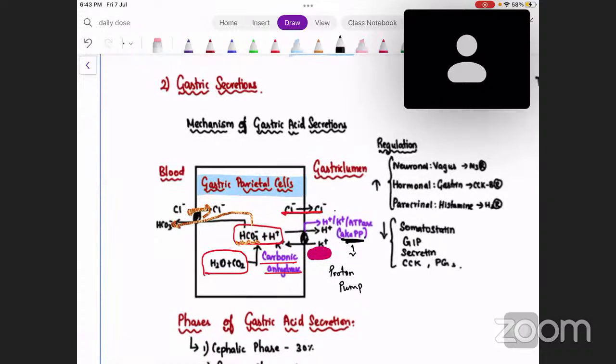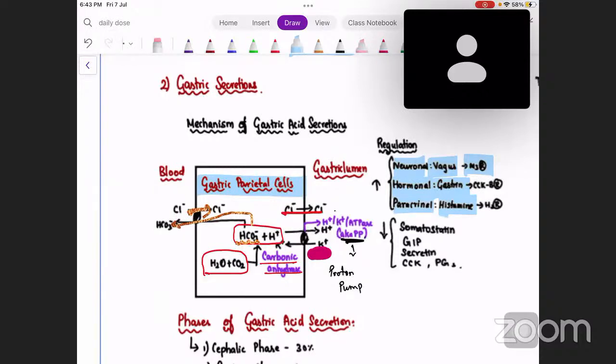Your gastric acid is regulated by 3 substances. One is the neuronal one, mediated by your vagus nerve through the M3 receptor, and a hormonal one, gastrin, which stimulates your gastric acid secretion. The paracrine one is done by histamine through the H2 receptor. That's why we give drugs like ranitidine, famotidine, loxatidine, cimetidine. All the tidines are your H2 receptor blockers, which in turn control your gastric acid secretion.